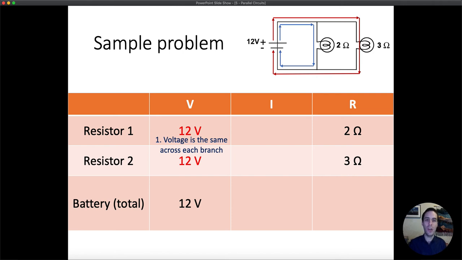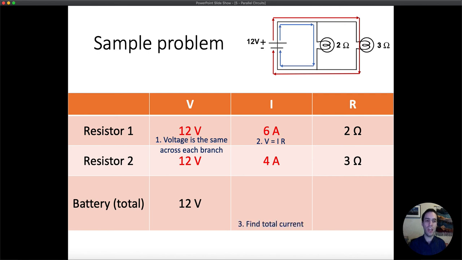Step 2, we can use Ohm's law, V equals I times R, to solve for the individual currents. I equals V divided by R, so 12 divided by 2 is 6 amps of current for resistor 1, and 12 divided by 3 is 4 amps of current for resistor 2. So the blue current is 6 amps, and the red current is 4 amps.